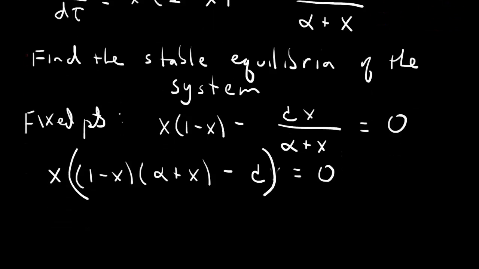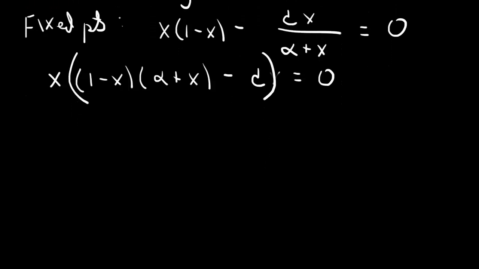Okay, so we want the fixed points of this, and then one of them is x star equal to 0. That's a fixed point. That means no fish. So this is the case of the fish going extinct. And then we have this internal quantity equal to 0.